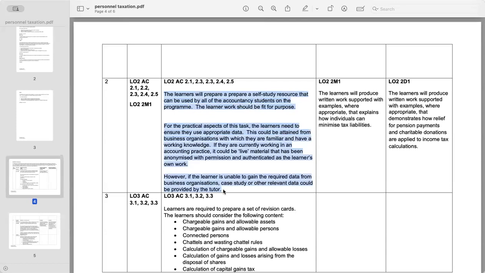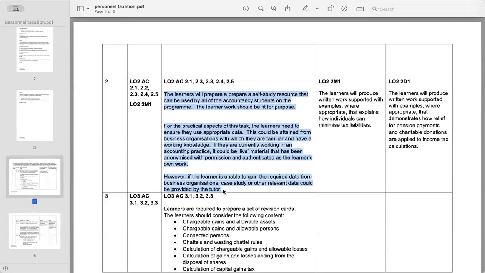Contributions to pensions and donations to registered charities can reduce an individual's taxable income, thereby lowering their overall tax liability. We also discussed how to calculate income tax. Income tax liabilities are determined based on various sources of income, including wages, salaries, pensions, investments, and rental income. The UK has a progressive income tax system where tax rates increase as income levels rise. Different tax bands apply to different income ranges.